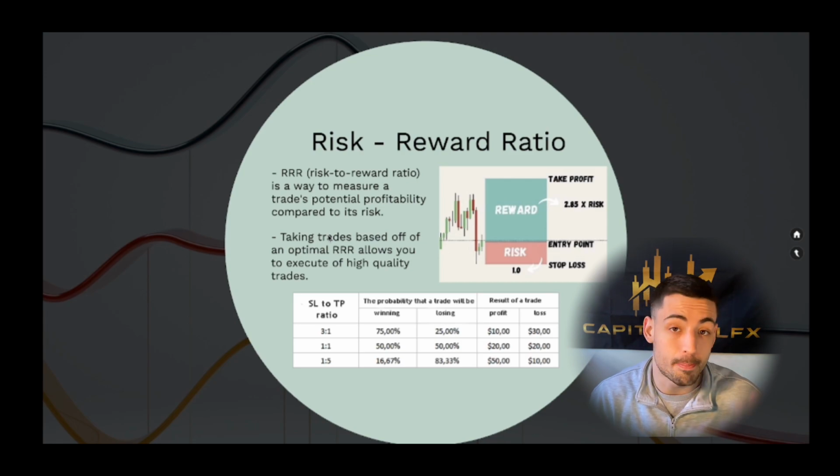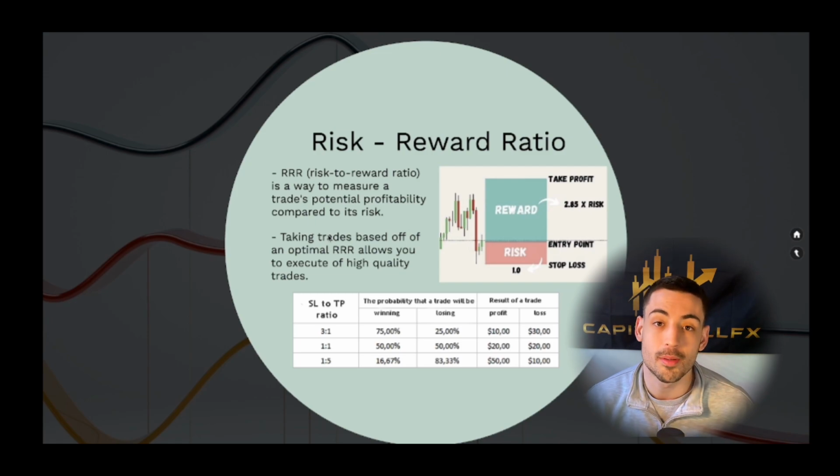And the best way to do this is backtesting your trading system. In my subjective opinion, I think the best way to find an optimal risk to reward ratio is backtesting your trading system and even in demo.